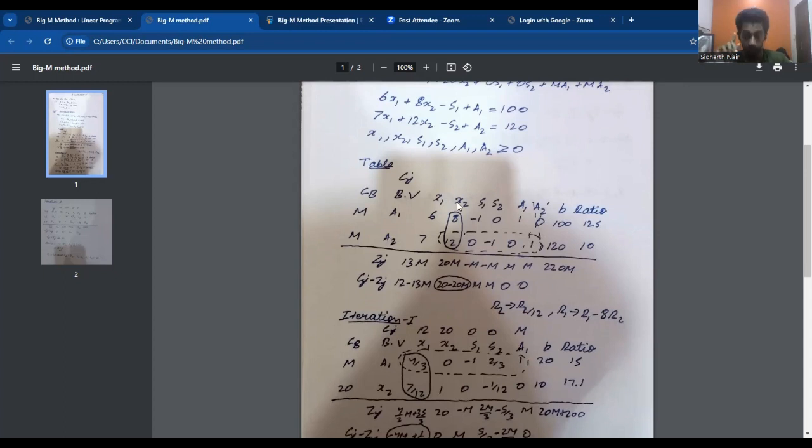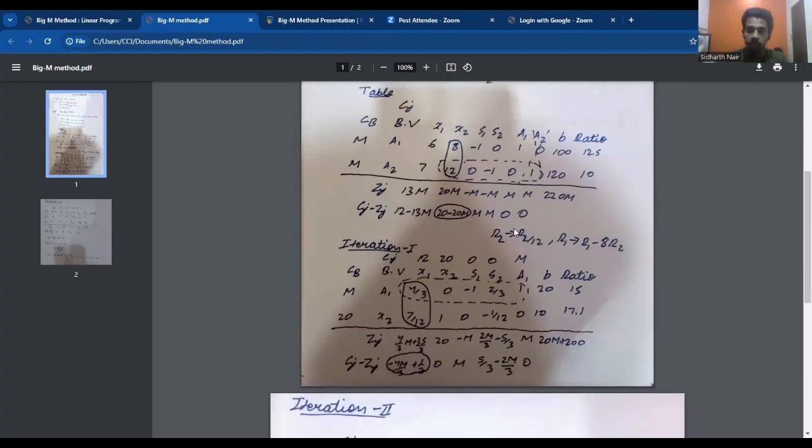Also, another major aspect of this big M method, which makes it different from the simplex method, is that when the variable gets replaced, that variable is removed from the table itself. We can see that in the next table, the column of a2 is missing, but that doesn't happen in the simplex method, where the surplus or the slack variables are not removed.